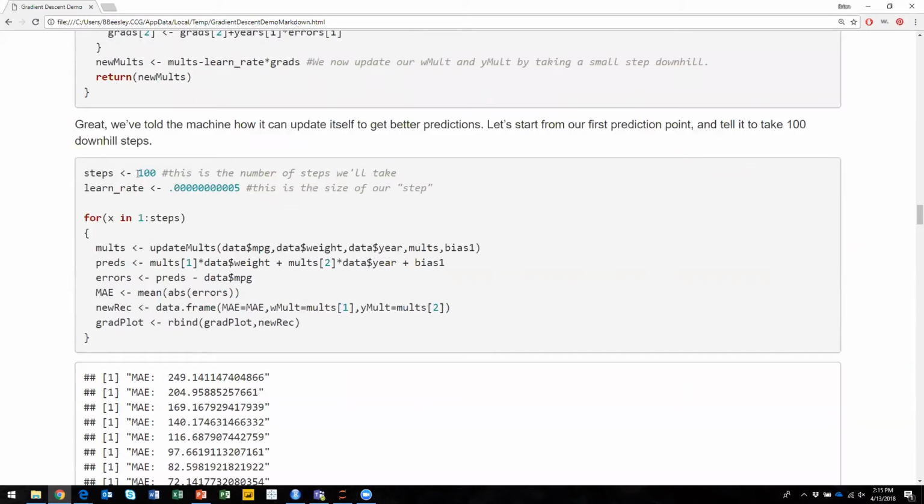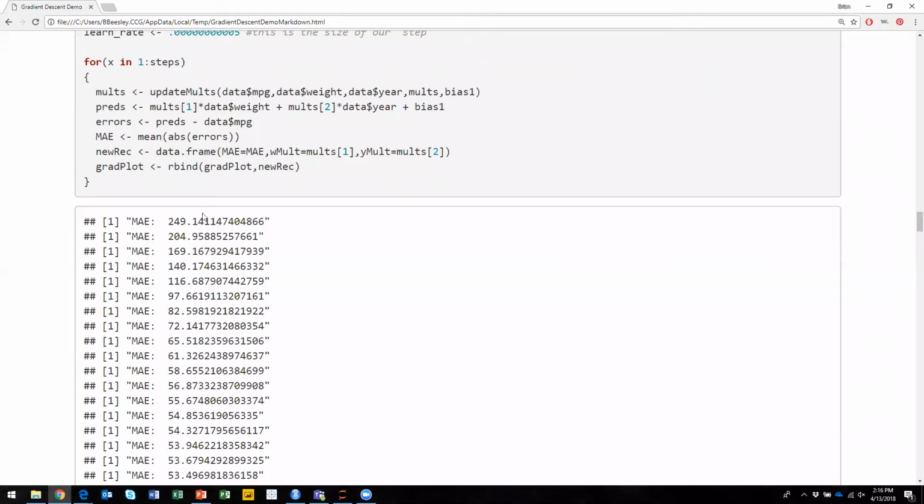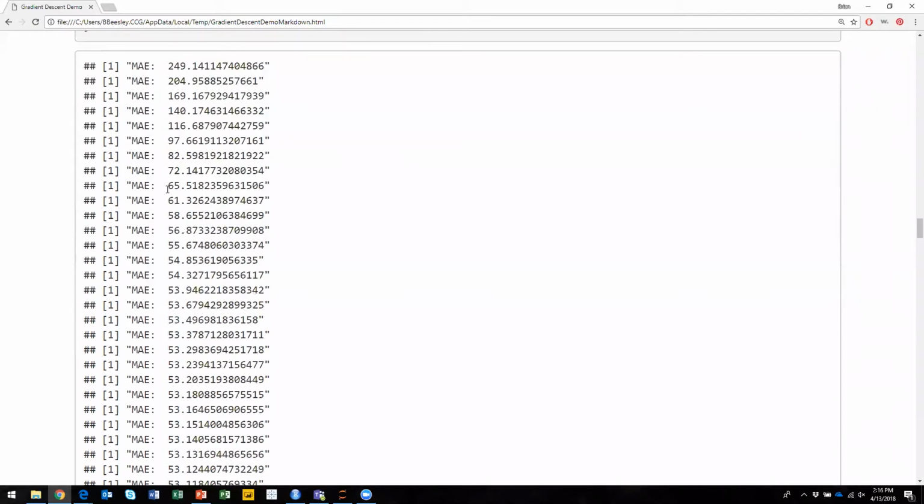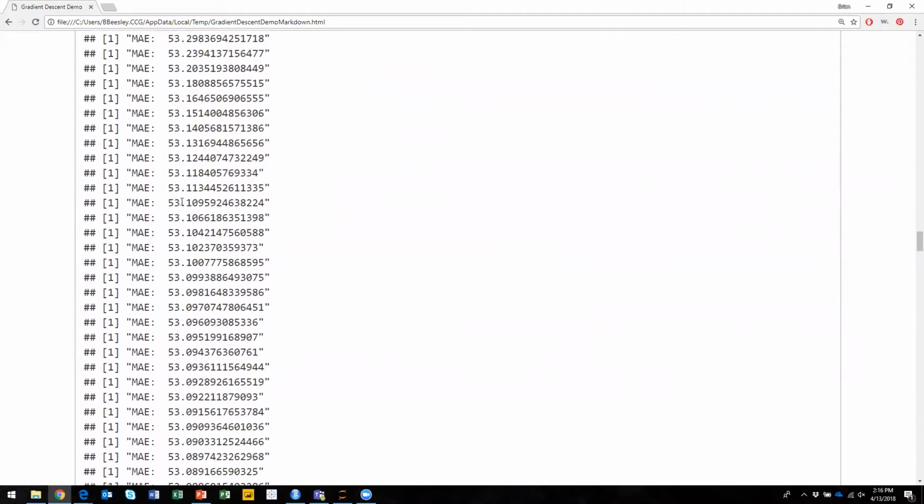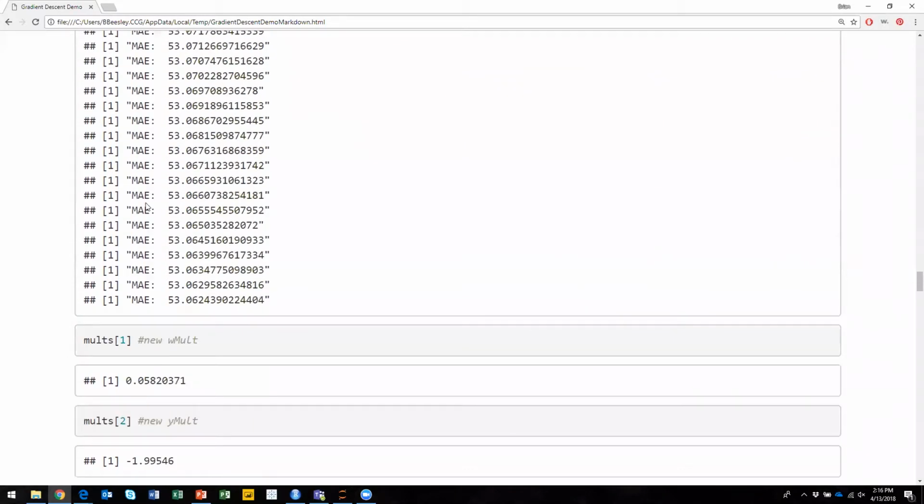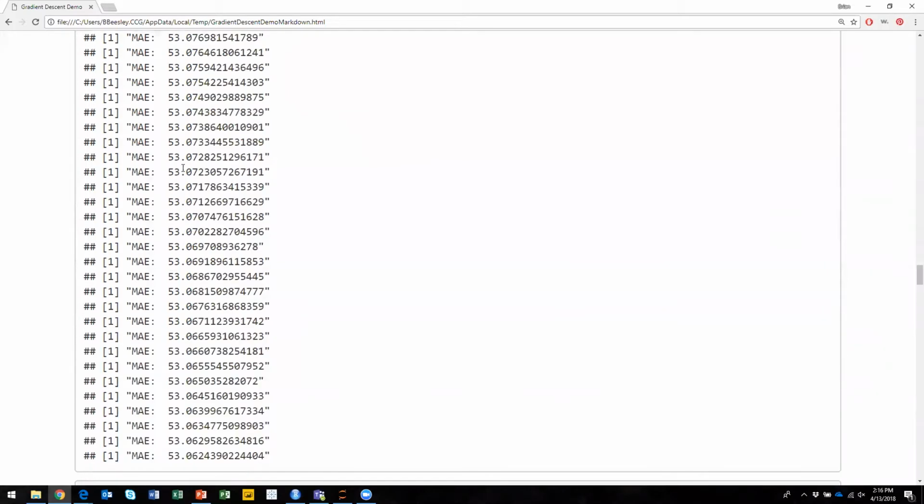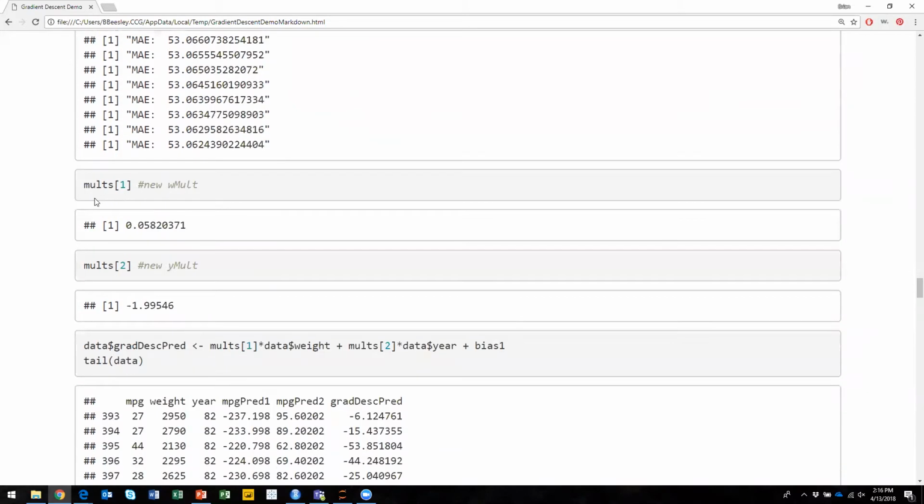We're going to tell it to take 100 steps, and they're going to be very small steps. And what happens? All right, so we started at 250. After 1 step, we're at 204, and so on. And it looks like we get stuck at 50. Yep, we got stuck at 50. Okay. It's still going down, but it's going down much slower.